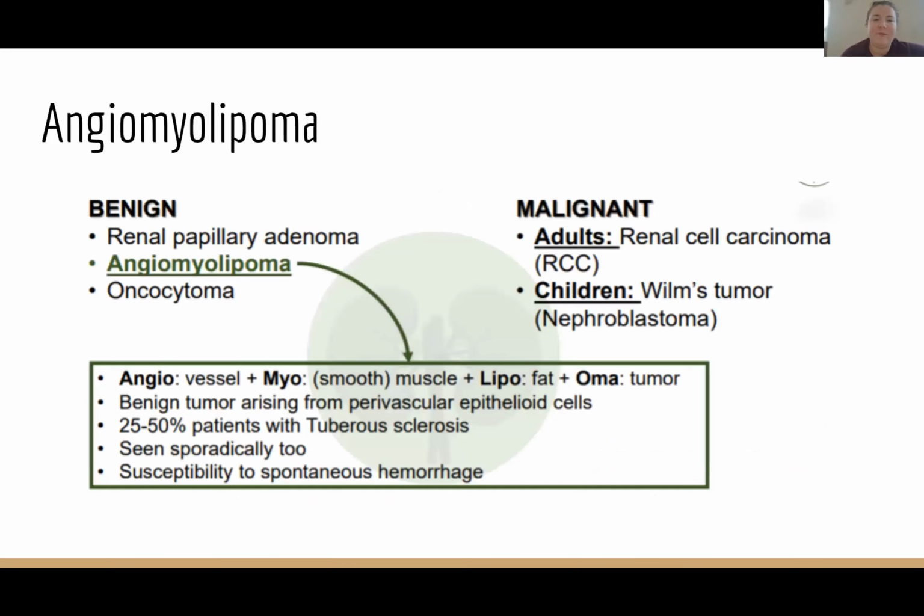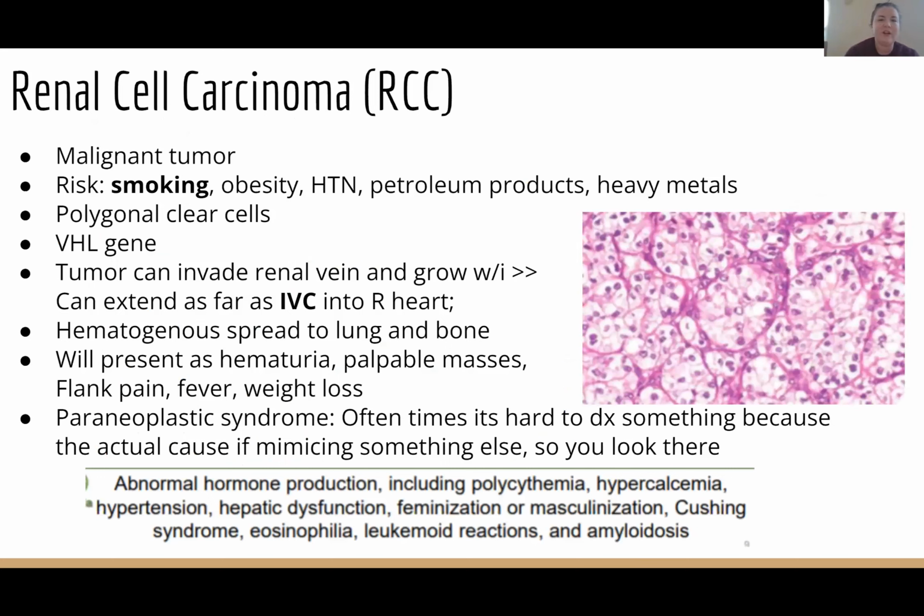And then I'm going to quickly go through these. There are a couple of things they like to associate with the renal tumors, and I'm just going to tell you what those are. This is just the introduction. So an angiomyolipoma, that's benign. It's like a fat tumor. Renal cell carcinoma, this is malignant.